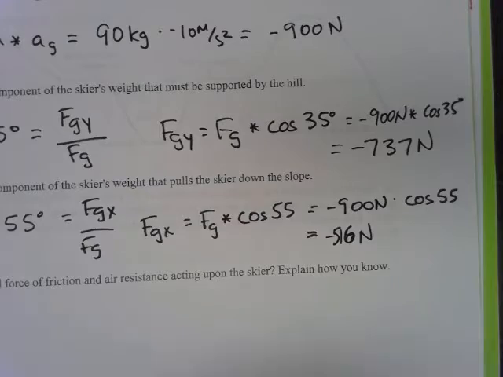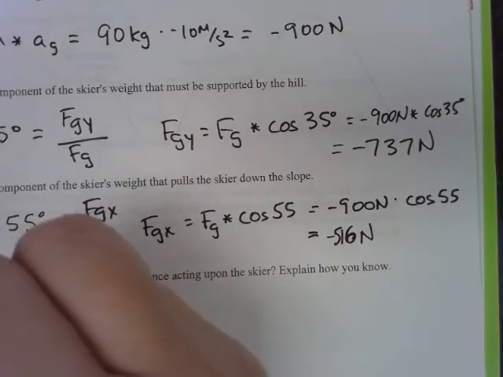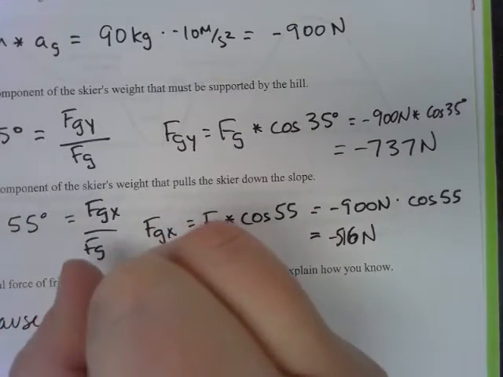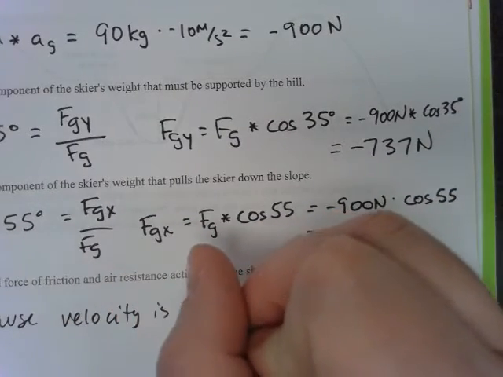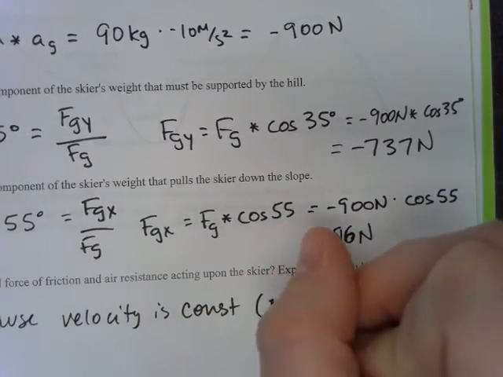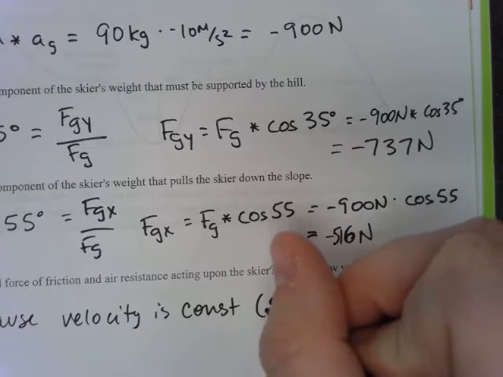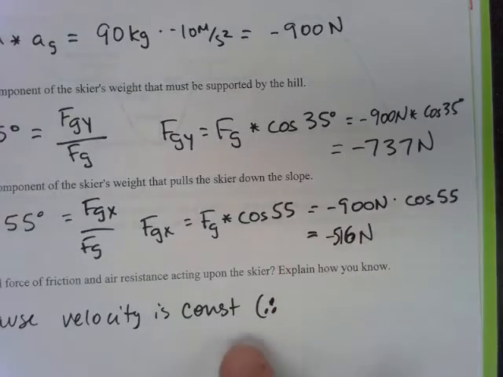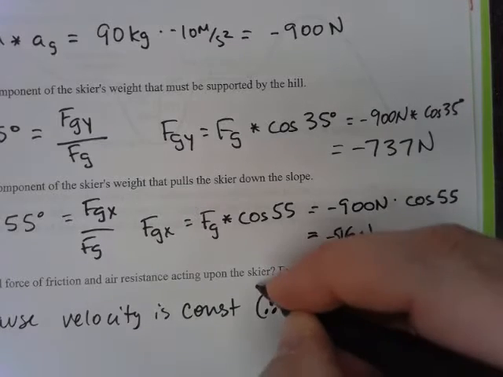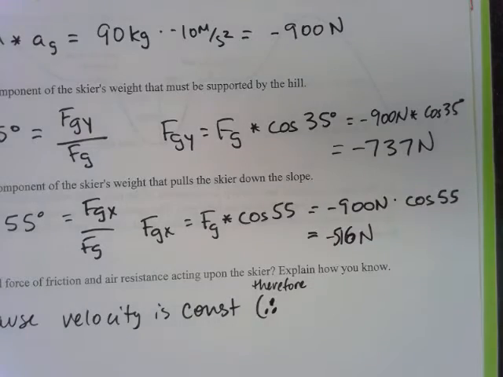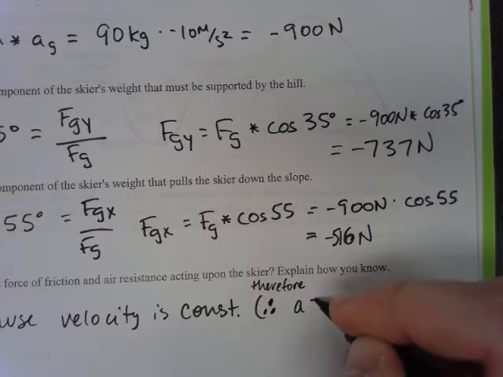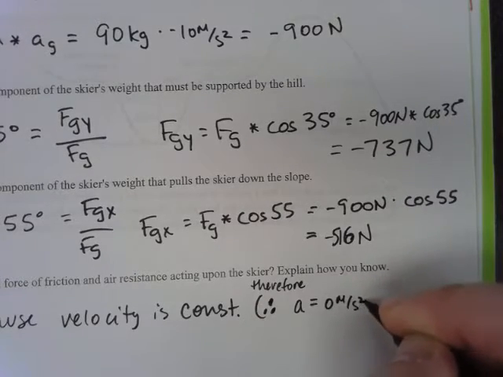And so we can say, I'm going to say all of this, because velocity is constant. And have you guys ever seen this symbol before where you have like 3 dots in a triangle? That symbol means therefore. So it actually does save you a considerable amount of time. Because velocity is constant, therefore acceleration is 0.